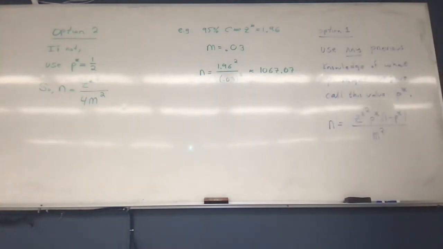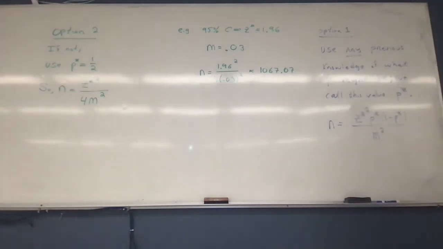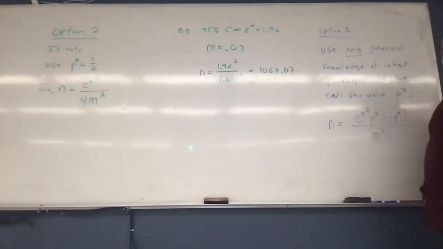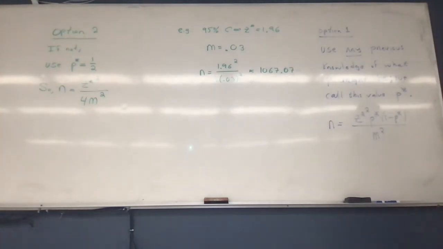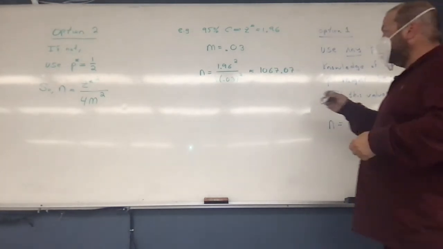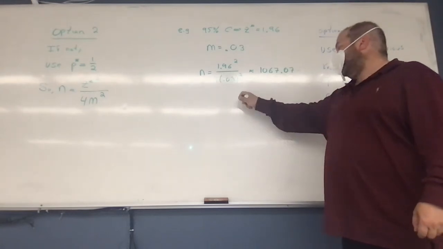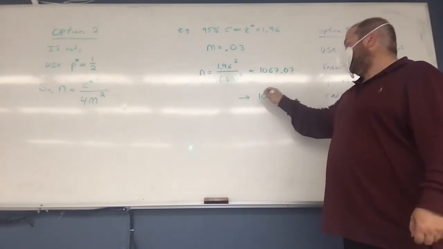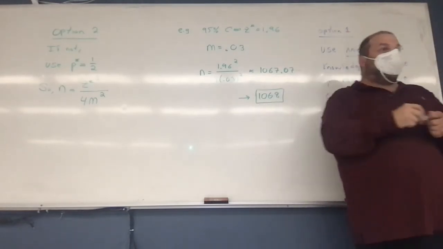Now I obviously cannot ask 1,067.07 people. So what do I round to? 1,067. No. 1,068. Why do I go up to 1,068? That counts as a person. Not exactly. Not exactly. Greater than 1,067. Yes.